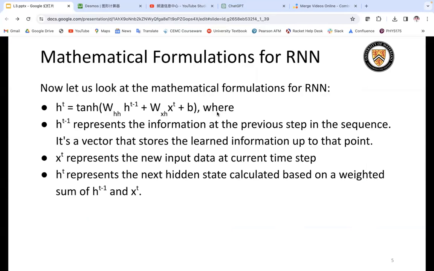Now let us look at the mathematical formulations for RNN. ht equals the hyperbolic tangent of whh multiplied by ht-1 plus wxh multiplied by xt plus some bias. So here we have two matrices, whh and wxh. ht-1 represents the information at the previous step in the sequence. It's a vector that stores the learned information up to that point. xt represents the new input data at the current time step, and ht represents the next hidden state calculated based on a weighted sum of ht-1 and xt.